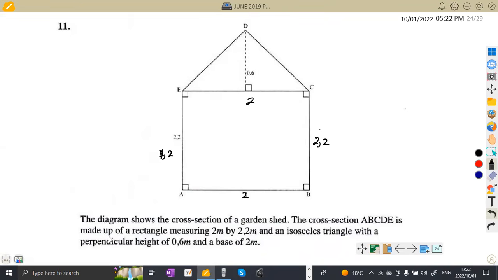But we are given that the diagram shows the cross-section of a garden shed. The cross-section ABC is made up of a rectangle, which is measured, and an isosceles triangle on the top here. So this is an isosceles triangle, meaning to say that it has a perpendicular height. So take note of 0.6 and base 2 meters. So this is the base of 2 meters. So this height that we see bisects this length into 2 equal parts. So we're going to have 1 meter here, 1 meter on this side. These two sides are the ones which are actually equal. Okay, so that is our information from the cross section.